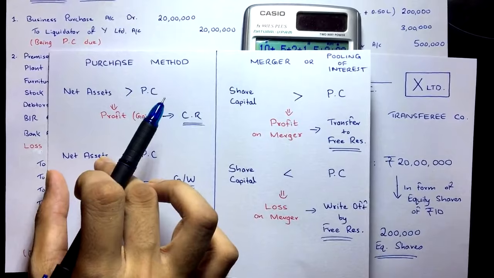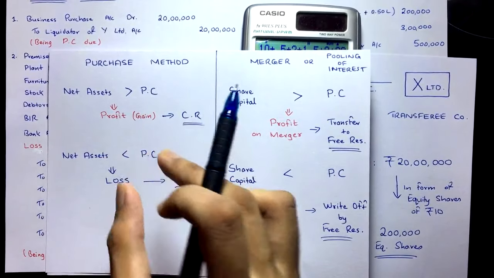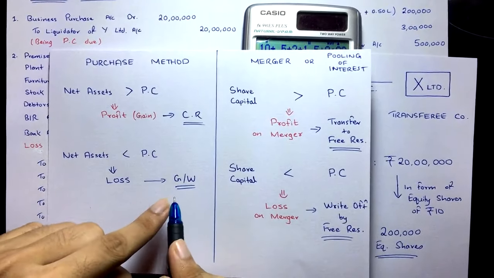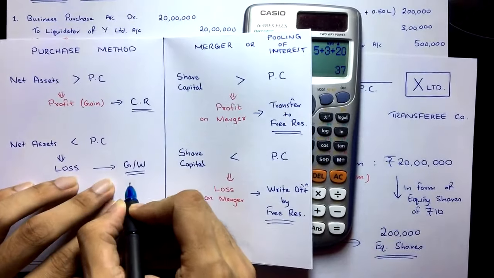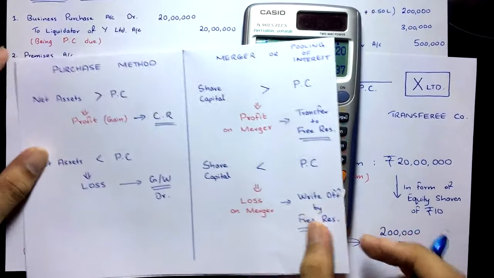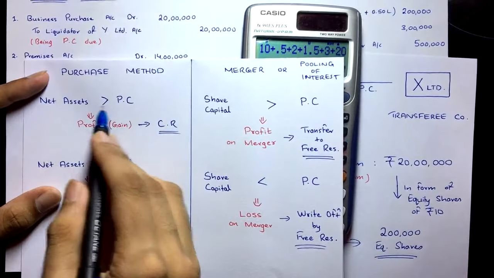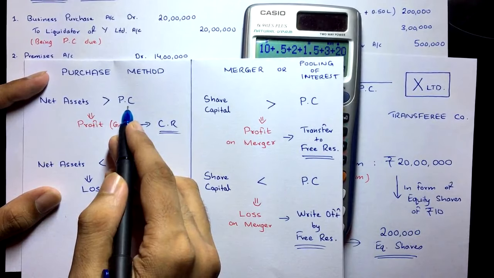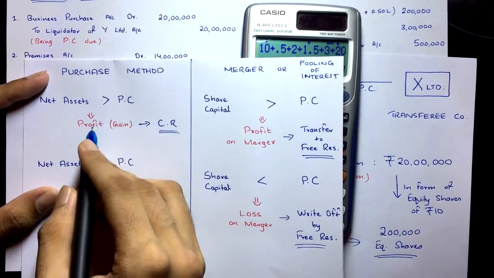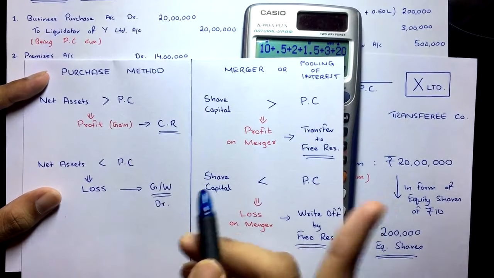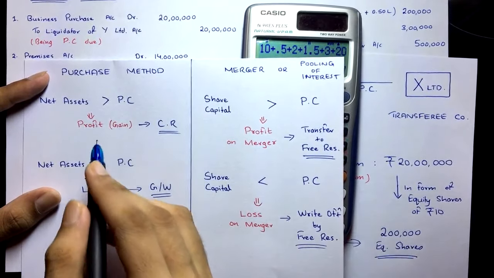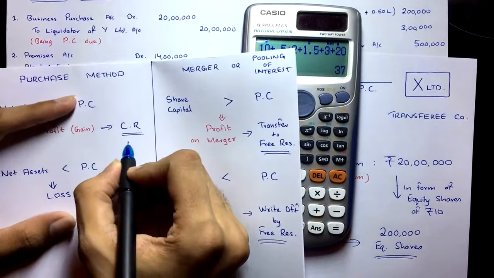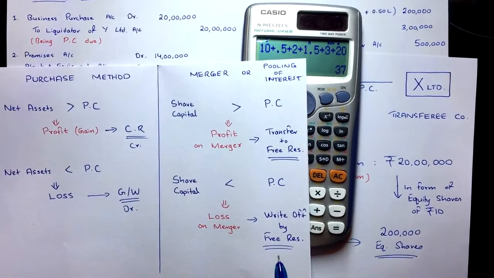If net asset which we got is less and the purchase consideration which we have paid is more, that means net asset is less than purchase consideration, that means we have paid more, so that's loss, and loss would go to goodwill account. Yeah, this used to be the debit. And then if net assets were more, we got more net assets and paid less purchase consideration, if net asset is more than purchase consideration, then that's called gain. And that's not a normal gain, it happens very rarely, right? So that's why it is a capital gain. So what you have to do is you have to transfer that to capital reserve. And this is credit balance. Yes, on the credit side you have to show that in the purchase method.